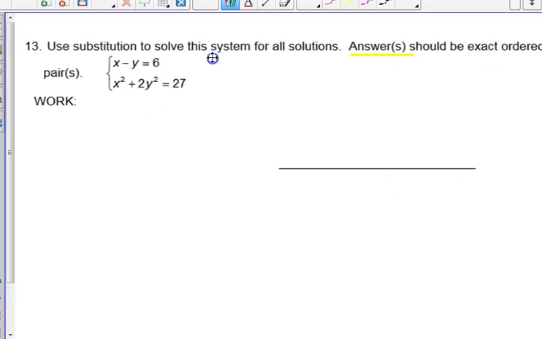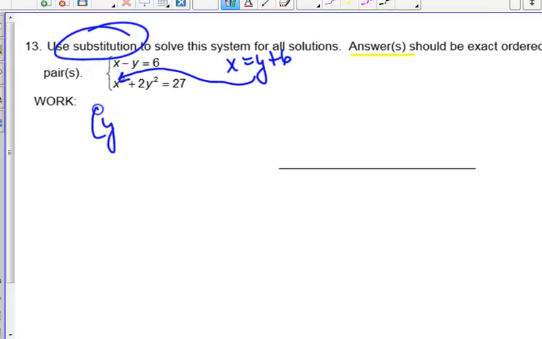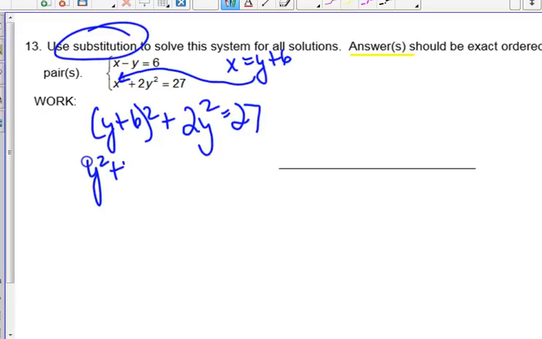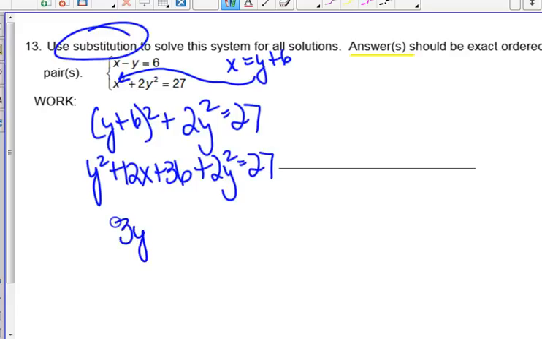Number 13, you have to use substitution, guys. There's no shortcut. You can't decide to square root this. It doesn't work. So you get x equals y plus 6. I'm going to put that in here, so it'll say y plus 6 squared plus 2y squared equals 27. If I square this, remember you have to FOIL it all out, add like terms, and get it equal to 0.